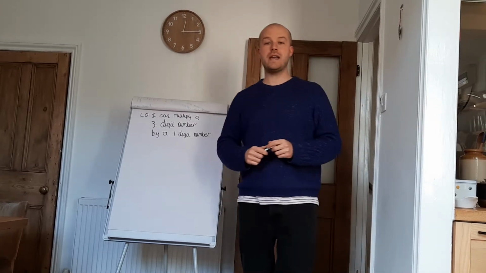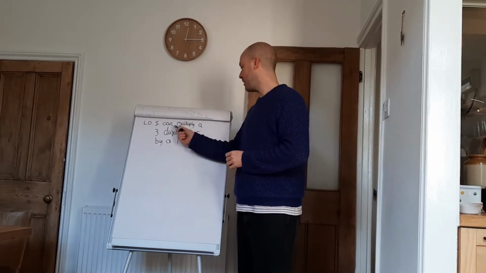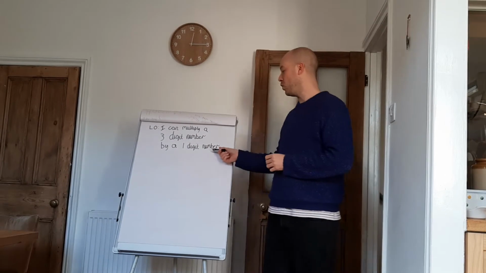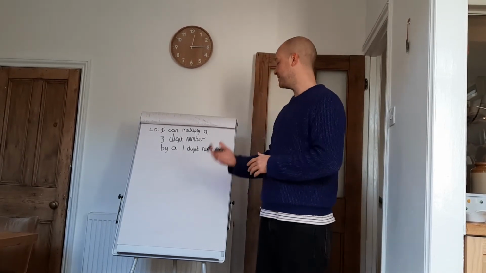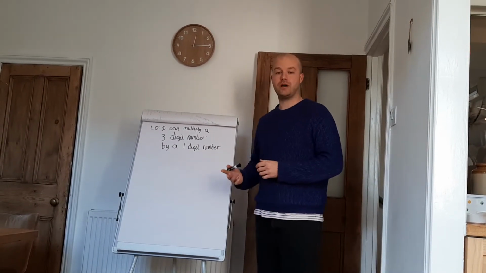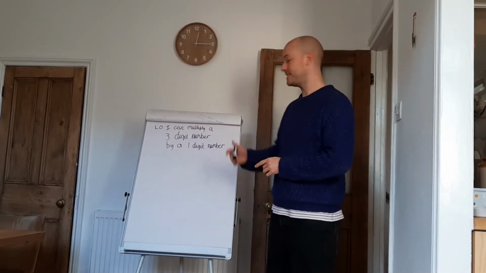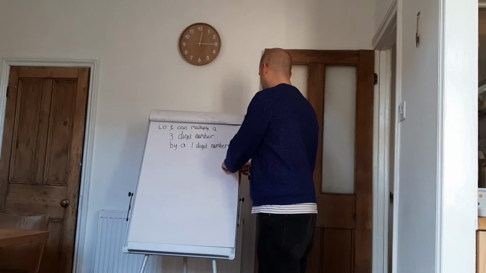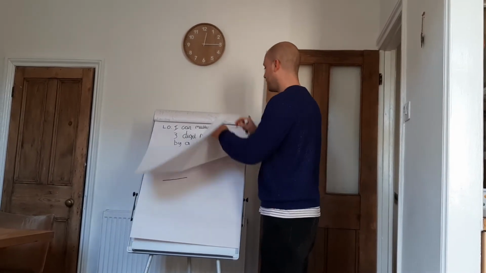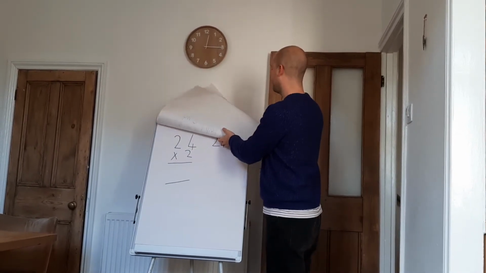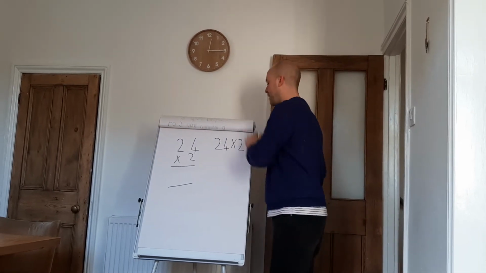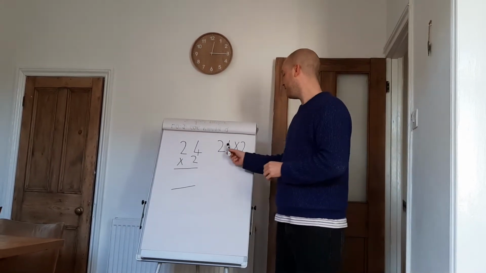Hello Year 5. Today we're going to be looking at multiplying a 3-digit number by a 1-digit number. Yesterday we were doing a 2-digit number by a 1-digit number. Before we go on to this, let's just revisit yesterday's learning very quickly. I'm going to ask you to have a go at working out the product of 24 times 2.